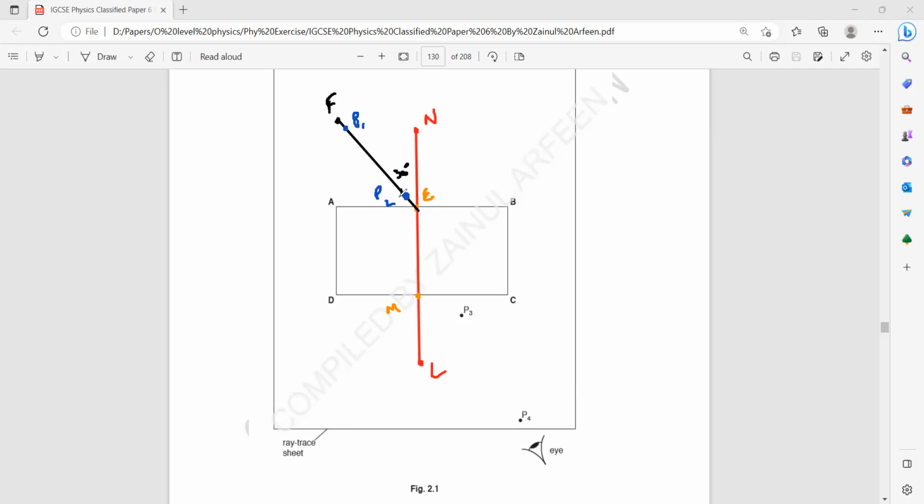If this length is, for example, shorter than 5, extend the line, because they did not specify the length of this line. So you can extend this line. For example, if you try to locate the position and you don't get 5 centimeters, you can extend your line and then point F will be here. But the distance between the pins should be 5 centimeter.